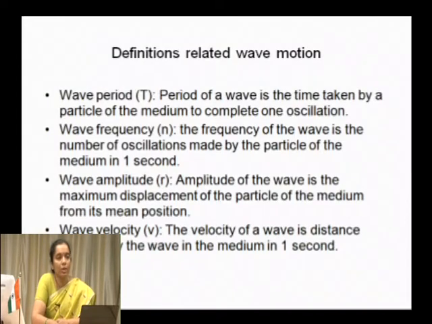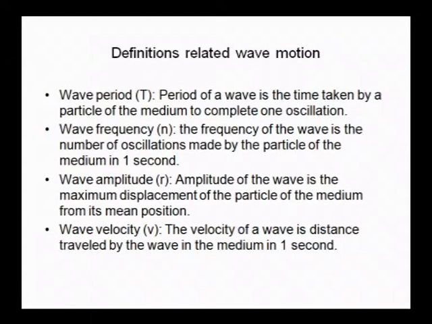Now, let us look into some of the definitions related to wave motion. First, let us define what we mean by wave period. The wave period has the usual symbol capital T. It is measured in seconds. The period of a wave is defined as the time taken by a particle of the medium to complete one oscillation. I repeat, the time taken by a particle of the medium to complete one oscillation is called the time period or wave period.